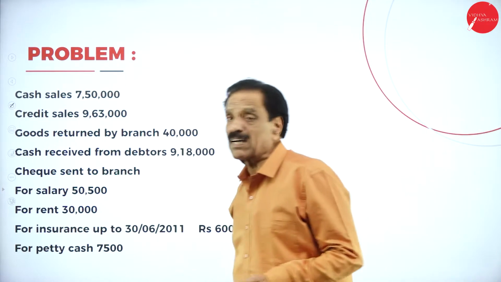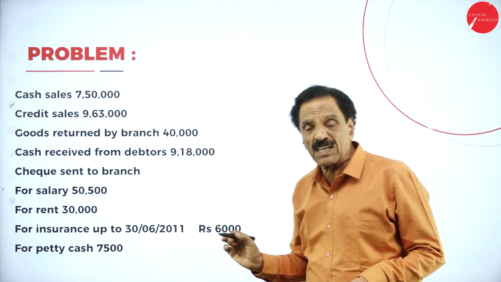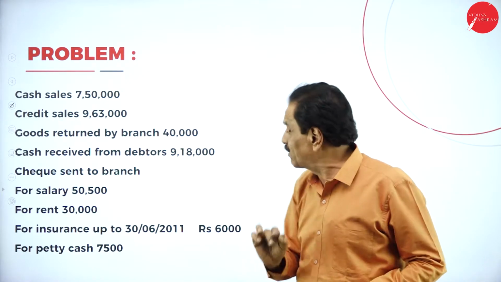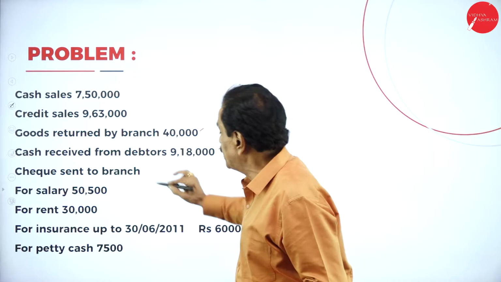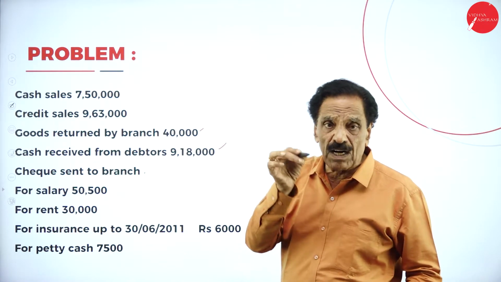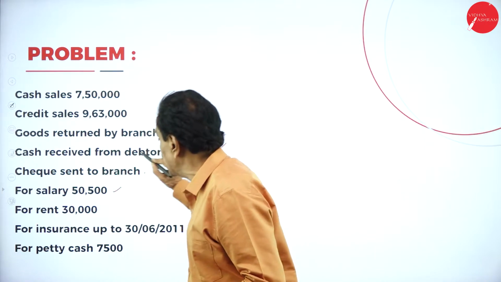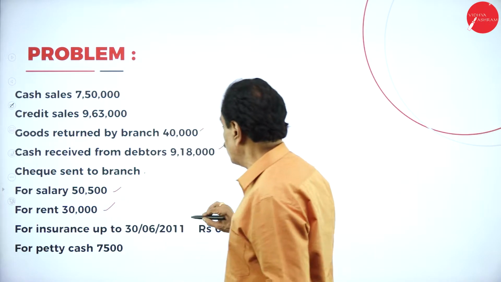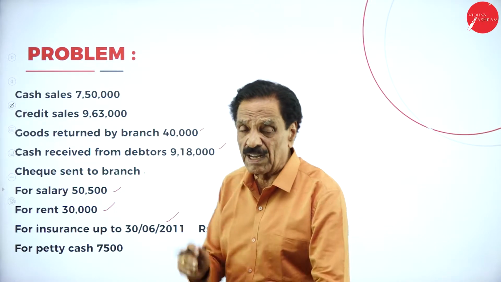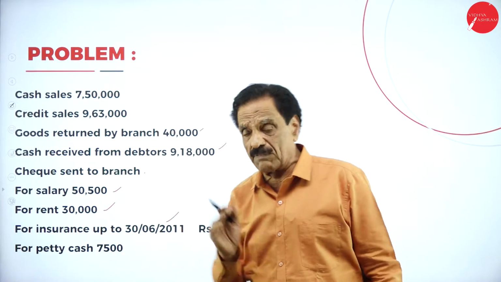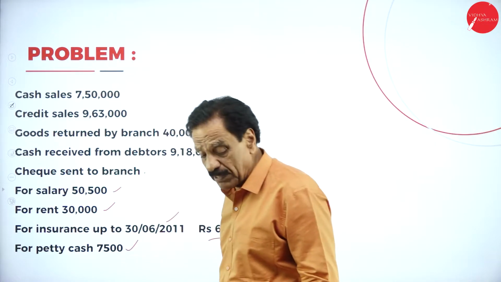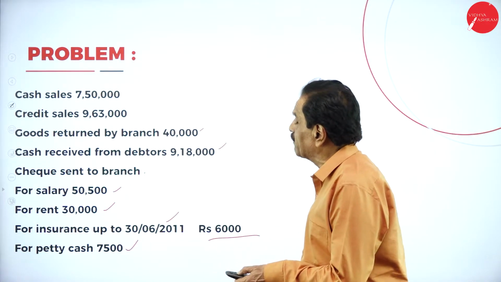Cash received from the debtors is for your debtors account, and on the branch account credit side, by bank: cash sale, cash received from debtors. Then cheques sent to branch: these are the expenses met by the head office on behalf of the branch. One for salary, one for rent, one for insurance paid up to 31/3/2011. The year ends on 31/3/2011, so 3 months are prepaid. Petty cash sent by the head office is 7,500.